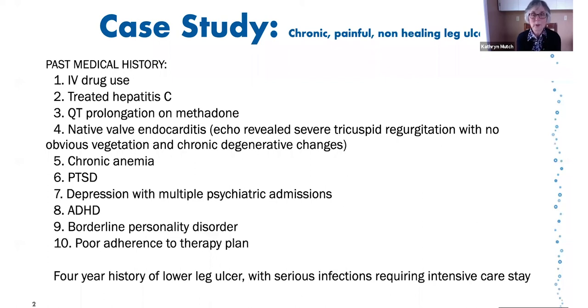The case study I'm going to share with you is about a young woman in her 30s who had a chronic, painful, non-healing leg ulcer. She had a very significant past medical history, quite complicated with drug use, hepatitis C, on a methadone program. She had a native valve endocarditis, chronic anemia, PTSD, depression, ADHD, borderline personality disorder, and really struggled to adhere to a therapy plan. I've known her on and off for at least 4 years with this leg ulcer. We had tried numerous things, and she had been in hospital requiring intensive care for sepsis on numerous occasions.